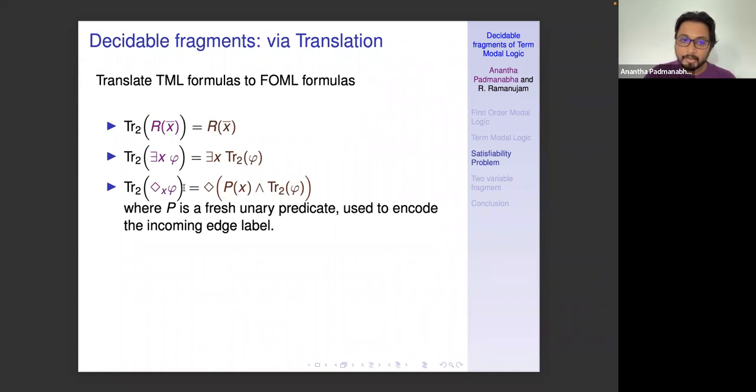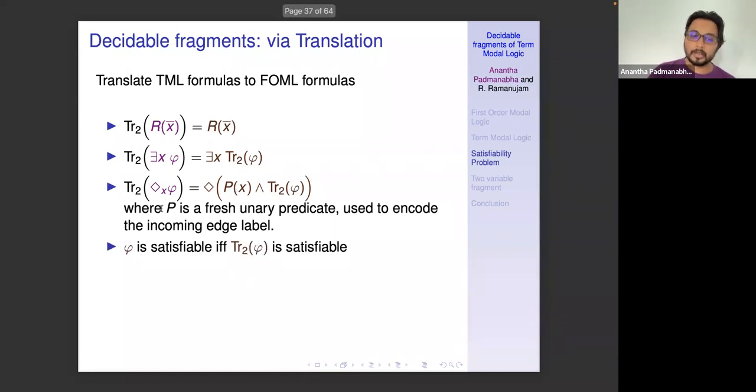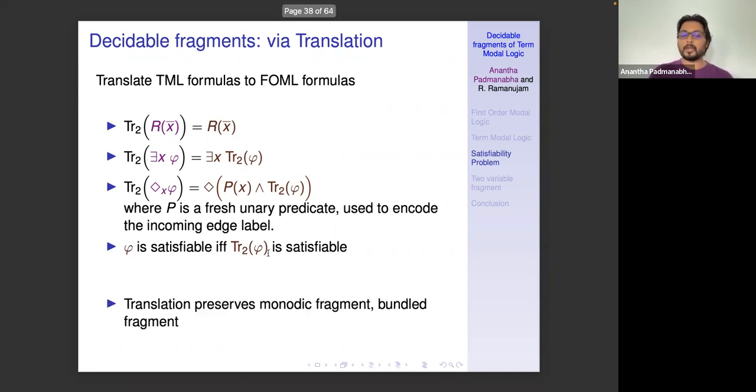And the idea is that this edge label is now pushed in, where p is a fresh predicate, in the sense that if you start with the formula, p is not present in that. And the idea is that if you start with a term modal logic model, the edge label, whatever the value of the agent that is there, is encoded in this new unary predicate p, right? So once you have this, what you can show is that the initial term modal logic formula is satisfiable if and only if the translated first order modal logic formula is satisfiable.